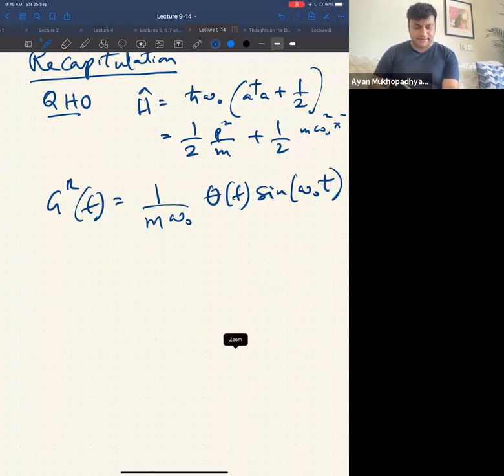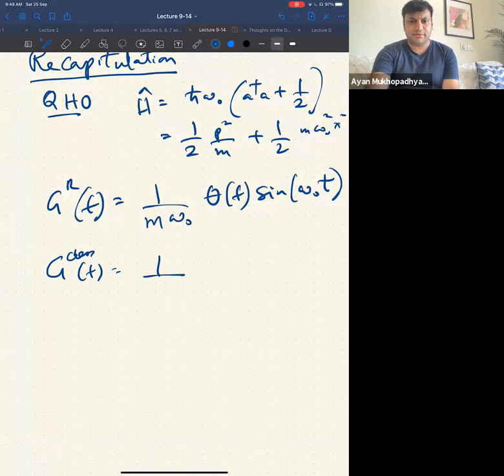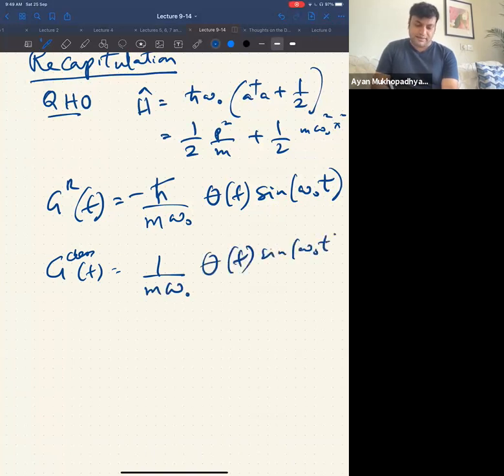We also saw that the classical retarded propagator is something like this. I'm sorry, I think I wrote something wrong. I think there's a minus h bar by m. The classical retarded propagator was simply this, theta t sine omega naught t. And we've said that they're related like this, right?